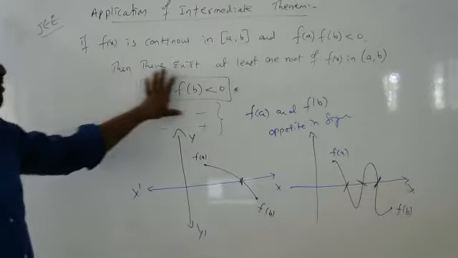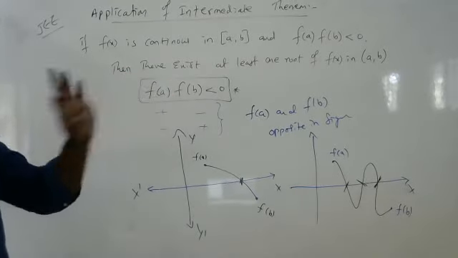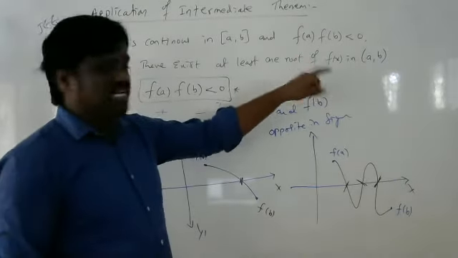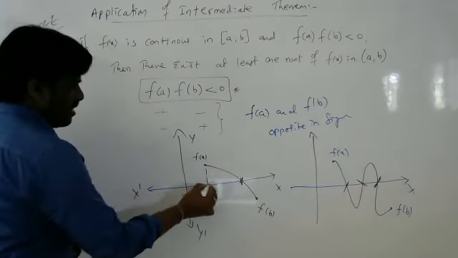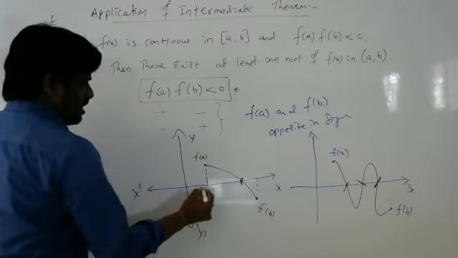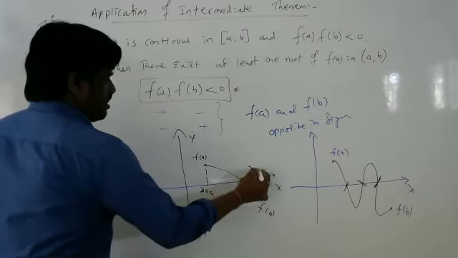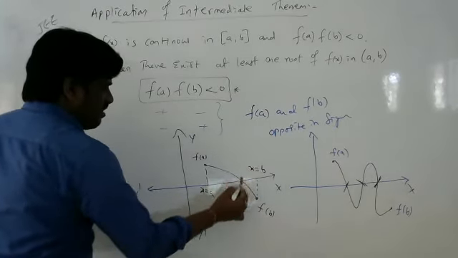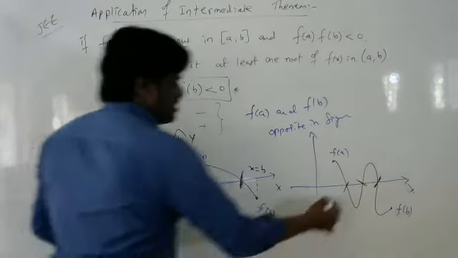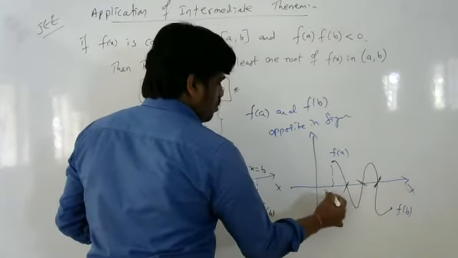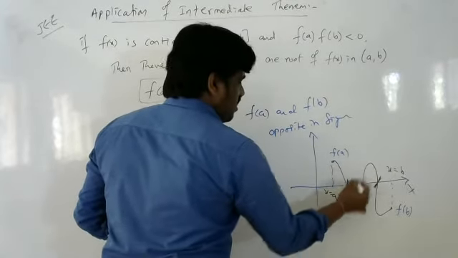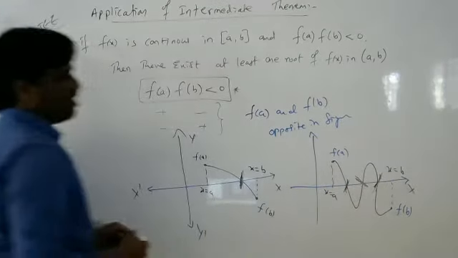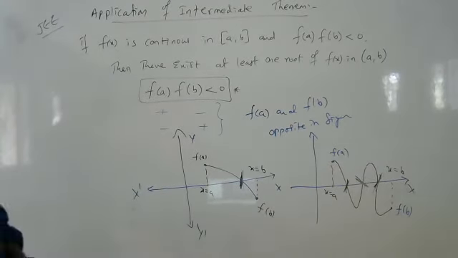If f of a times f of b is less than 0, at least one root will be there in (a, b). This is x equals a, this is x equals b. In this interval, one root is here. In this interval, with x equals a and x equals b, you have three roots. So he wants to say at least one root is there. Of course it will be there, one root or more than one roots.